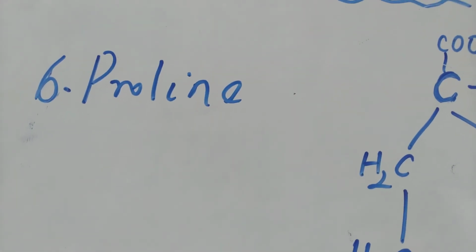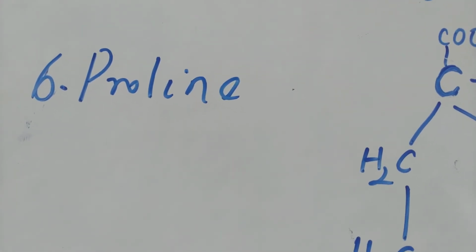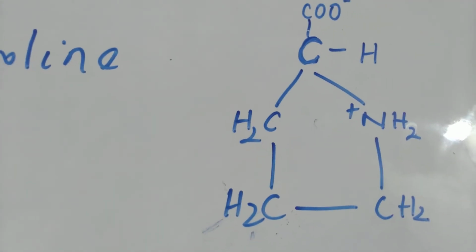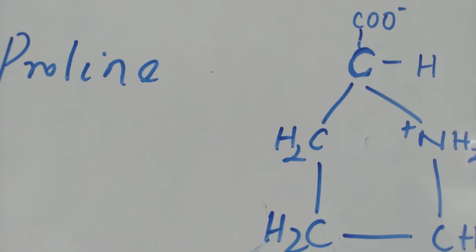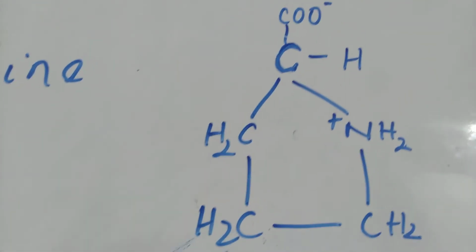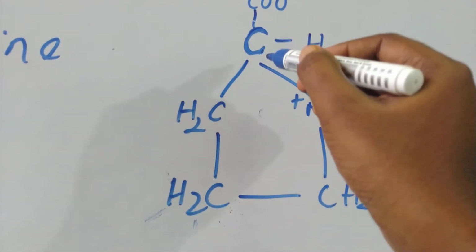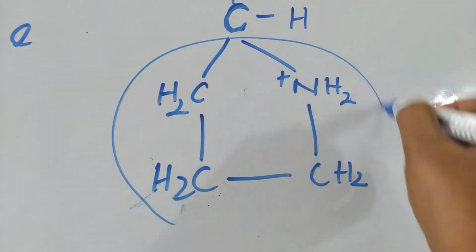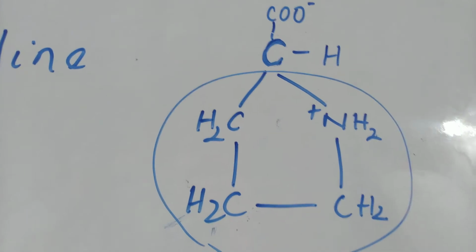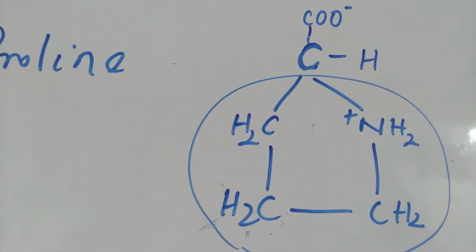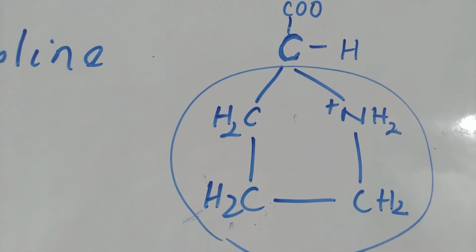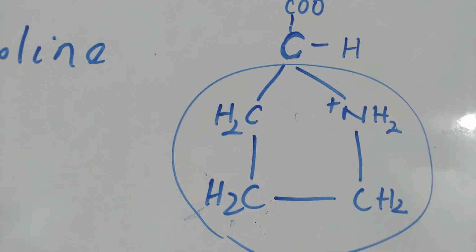The sixth one is proline. This is a very unique amino acid because it has a ring compound. The central carbon is attached to an amino group, so that's why proline is different, and most of the time in the B section you can get a question asking which amino acid has an imino group. So this is proline.